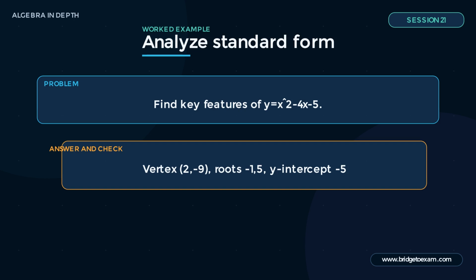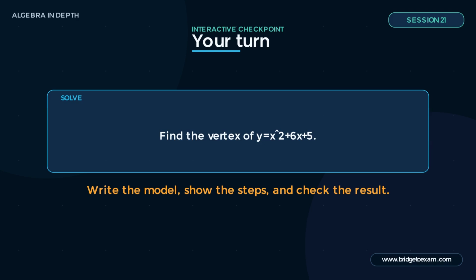Check that it satisfies the original conditions and carries the correct units. Now it is your turn. Find the vertex of y equals x squared plus 6x plus 5. Pause, write each algebra step, and use the next 6 seconds to finish your solution.